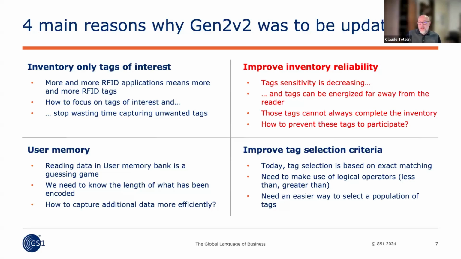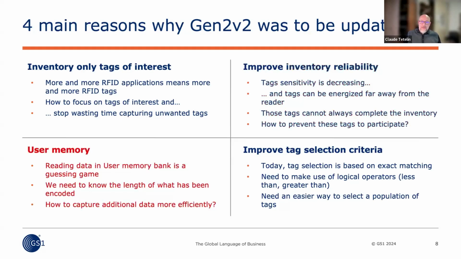They will probably not have enough energy or power to complete the entire inventory round. This means they will not be able to properly backscatter the entire ARM16 nor the EPC or UII after the ACK command. And this will create some kind of interference. So we need now a solution with Gen2v3 to prevent this tag from participating in the inventory round.